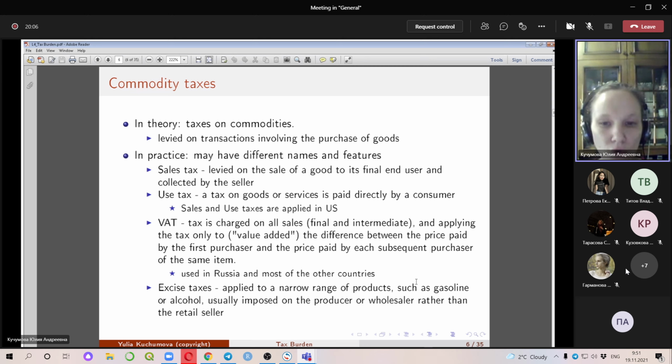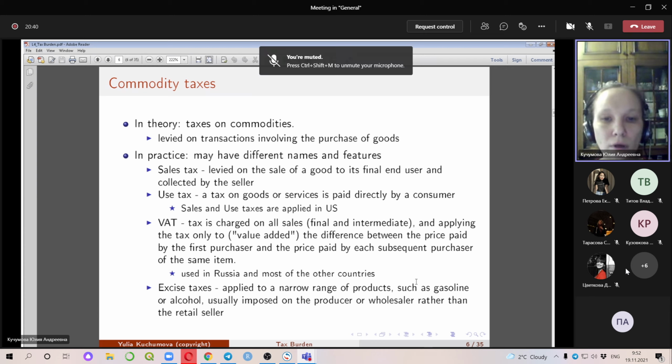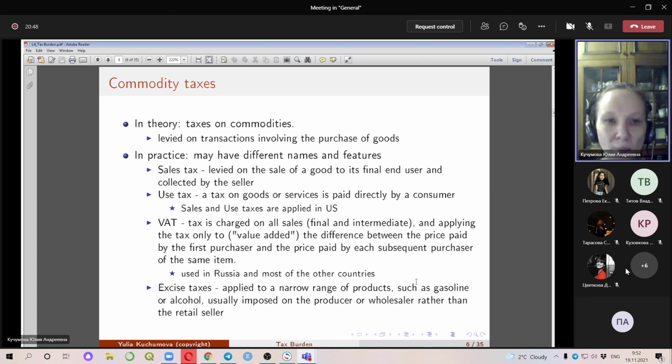In Russia and in most other countries, the commodity tax is implemented as a value-added tax, which is a tax charged on all sales, final and intermediate, and applies only on the value added, which is the difference between the price paid by the first purchaser and the price paid by each subsequent purchaser on the same item. So in theory, it's basically the same taxes, but in practice, the procedure of how the tax is implemented is crucial and very important because of the consequences it provides for people to be able to evade it or not.